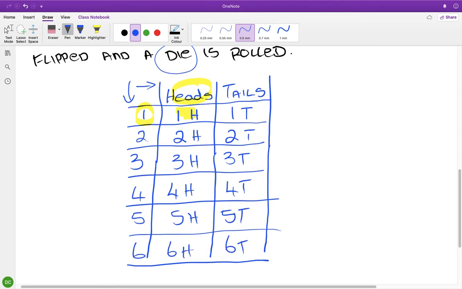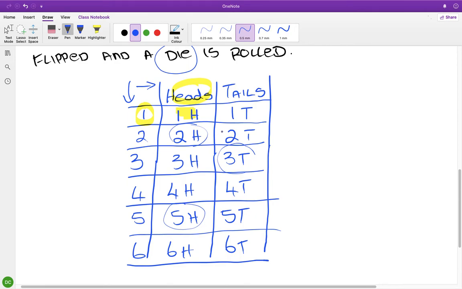Okay, so what we're talking about here now is that you can flip a coin and roll a dice and get 3 on the dice and tails on the coin, or you could get 5 on the dice and heads on the coin, or you could get 2 on the dice, and heads on the coin. These are all the possible combinations of what will land when you flip a coin and roll a dice.